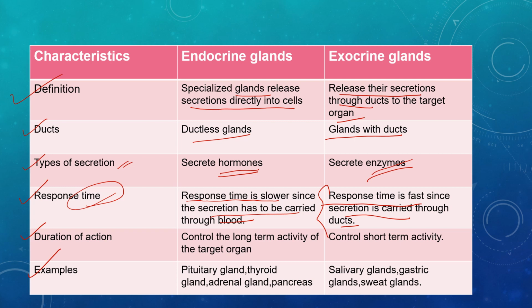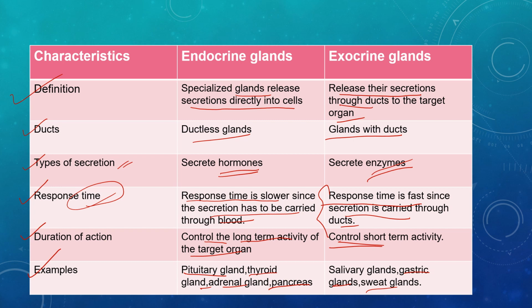Now the duration of action. Hormones control the long-term activity of the target organ, whereas the exocrine glands control the short-term activity. Now what are the examples of endocrine glands? The examples are pituitary gland, thyroid gland, adrenal gland, pancreas, and many more. These are a few examples I have given. The exocrine gland examples are salivary glands, sweat glands, and gastric glands. These are the main exocrine glands. So these are the main points on which we can differentiate between endocrine and exocrine glands. Please do learn this table properly, as it is very important for your exams.